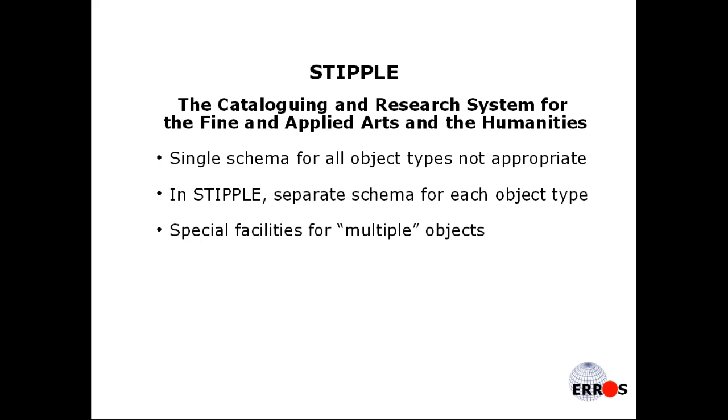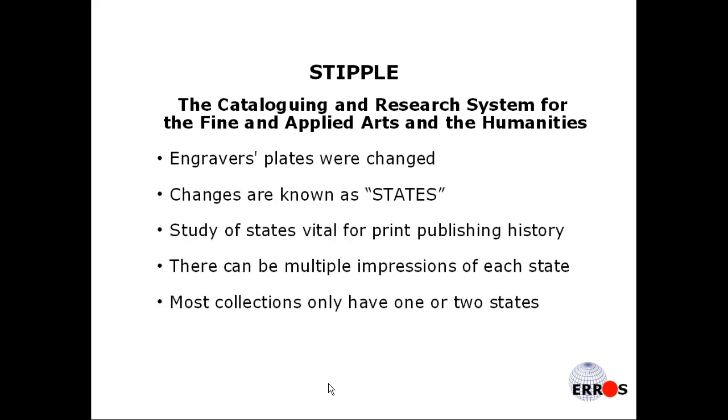STIPPLE has special facilities for cataloging multiple objects, such as prints, coins, and medals. As print specialists will be very aware, engravers' plates are often changed for a variety of reasons, and these changes are known as states. Print titles were often changed. The study of states is a vital part of the study of print publishing history. Multiple impressions may exist of some states, whilst others are only known from reference books. Most institutions will only have one or two states.